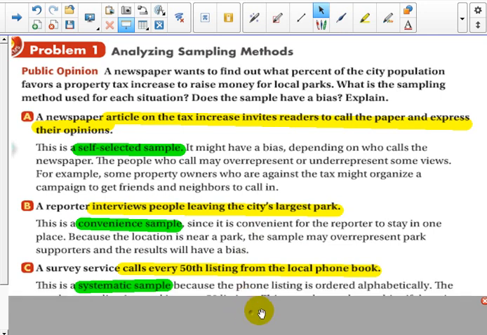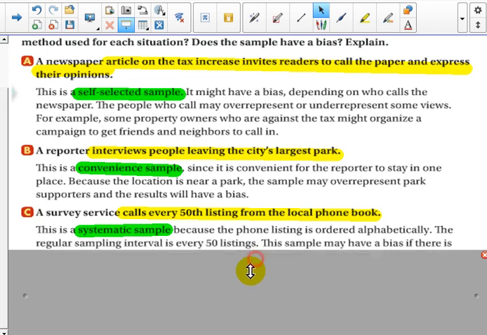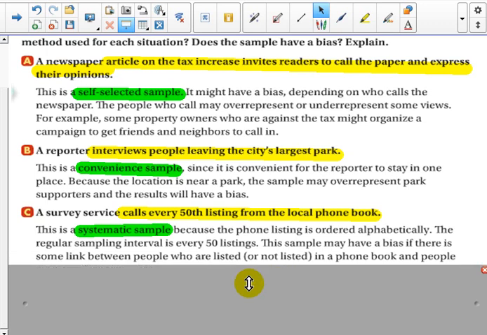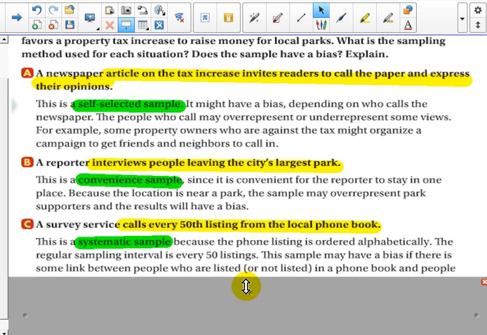It says it's systematic because the phone book listing is ordered alphabetically. The regular sampling interval is every 50 listings. The sample may have bias if there's some link between the people who are listed. So there were different types of phone books. You could have the Farmers of Coweta phone book. So, in that respect, it could have bias depending on what type of phone book you have.